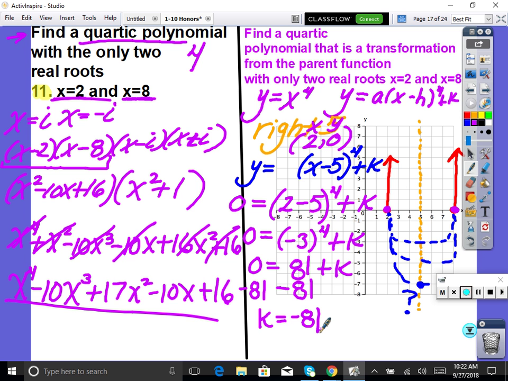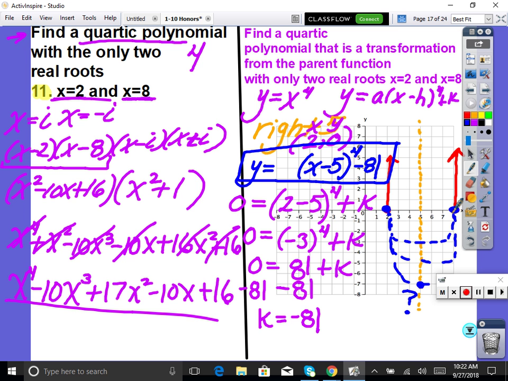That would be true if that is a point on the graph, and it is. So we would go back to right here. We'd say we just found out what plus k is. It's actually minus 81. This is a quartic polynomial that would give me this and this as the only two real roots.